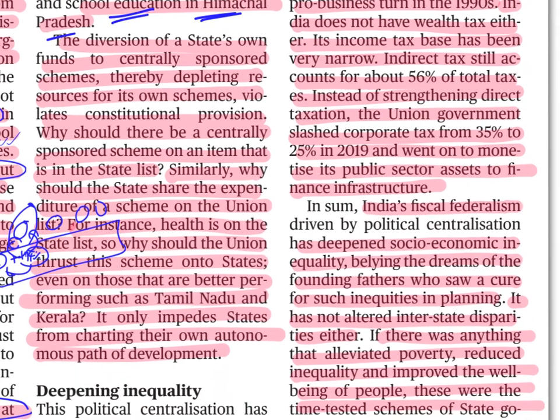The next aspect is this. Look at this. He is saying, why should there be a centrally sponsored scheme on an item that is in the state list? In our constitution, Schedule 7 provides three lists: the union list, the state list, and the concurrent list. On the items in the state list, why should the center provide funds? Why should there be a scheme on the state list? That is one question. Similarly, why should the state share the expenditure on a scheme on the union list? For example, you come out with a centrally sponsored scheme on a union list. The center will give 75%, and the state will have to give 25%. For a union list item, why should states spend? First question: for a state list item, why is the center coming into the picture?